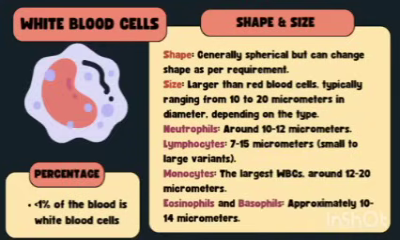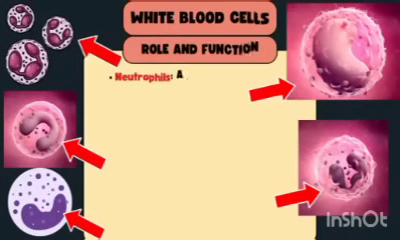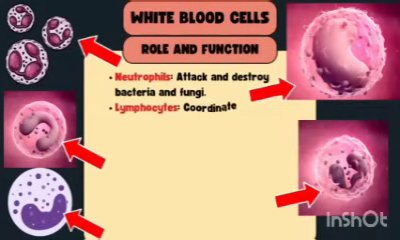For instance, the size of a neutrophil is ranging from 10 to 12 micrometers. Lymphocyte size is from 7 to 15 micrometers. Monocytes are the largest WBCs and the size is around 12 to 20 micrometers. Eosinophils and basophils are approximately 10 to 14 micrometers. White blood cells have so many roles and functions to play.